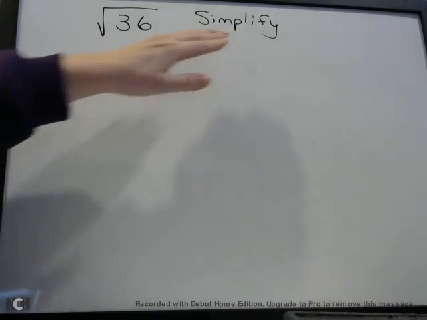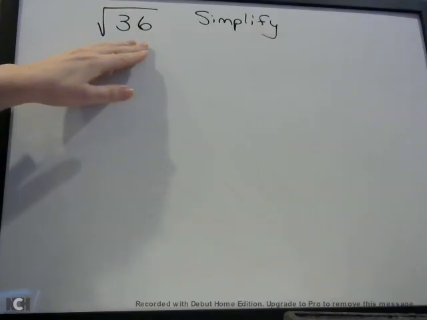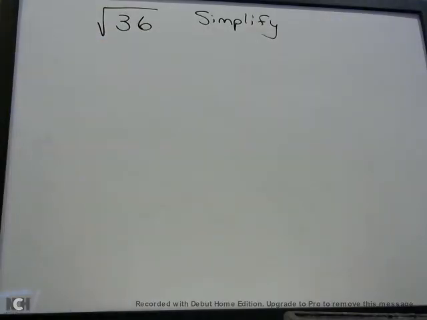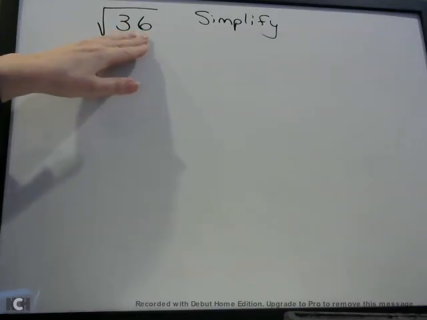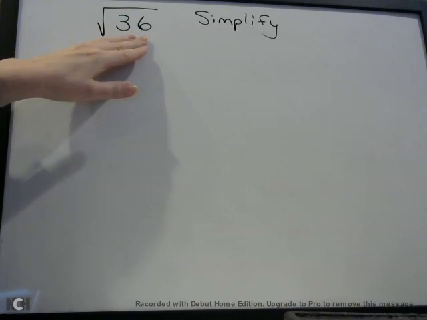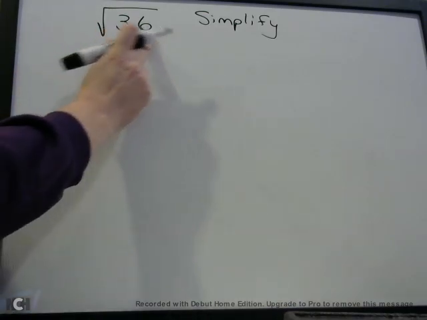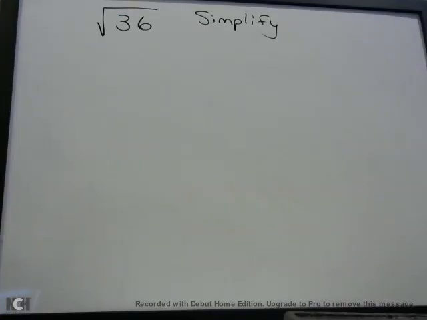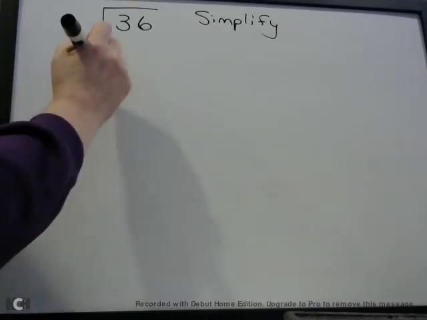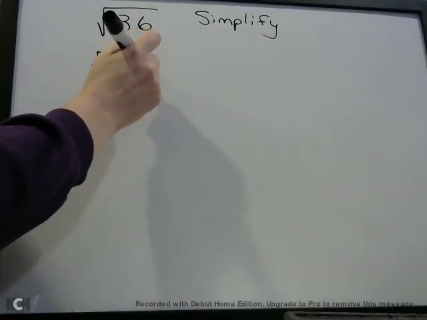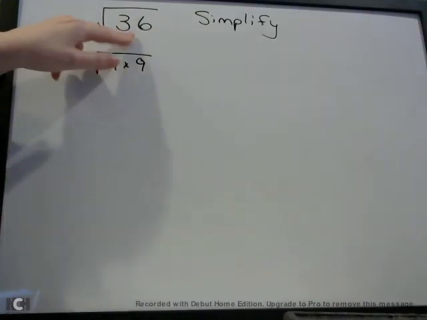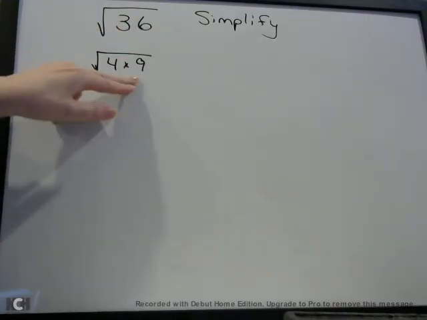So if we were going to simplify this, what you want to do is break it down into those roots that I just had on the board, and see if you can find any of those by multiplying them together to get whatever is under here. The way this is going to make sense is just by doing it. So if we see 36, and let's say we don't know the root of 36, but we know that 4 times 9 equals 36. So instead of thinking of this as 36, we're going to think of it as 4 times 9.